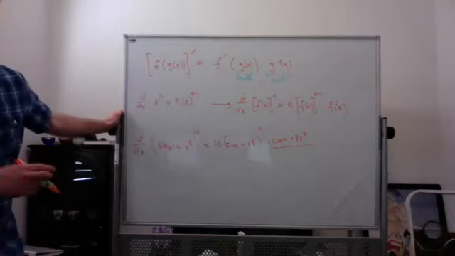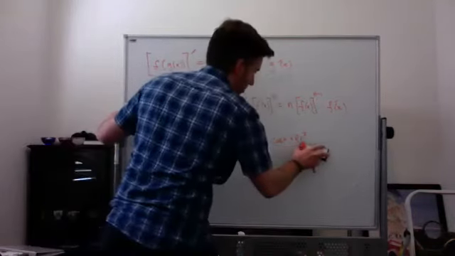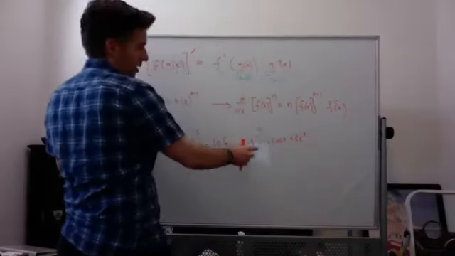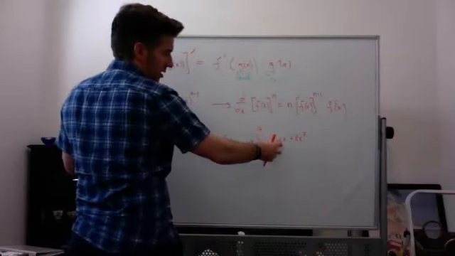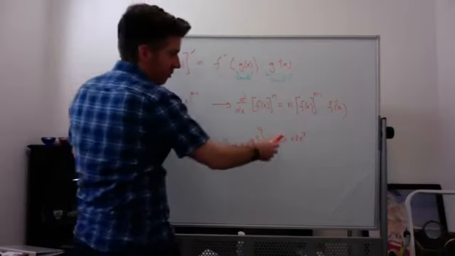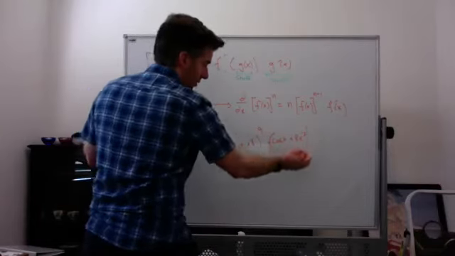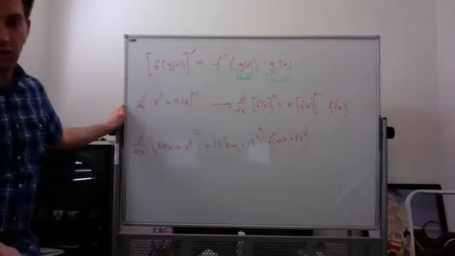Now, if I left my answer like this, it'd be a little bit wrong. It looks like I'm multiplying all of this by just cosine, and then after that adding on 8x to the 7th. So if you've got more than one piece for the derivative of your stuff, we have to have parentheses around that. There's just no other way around it.